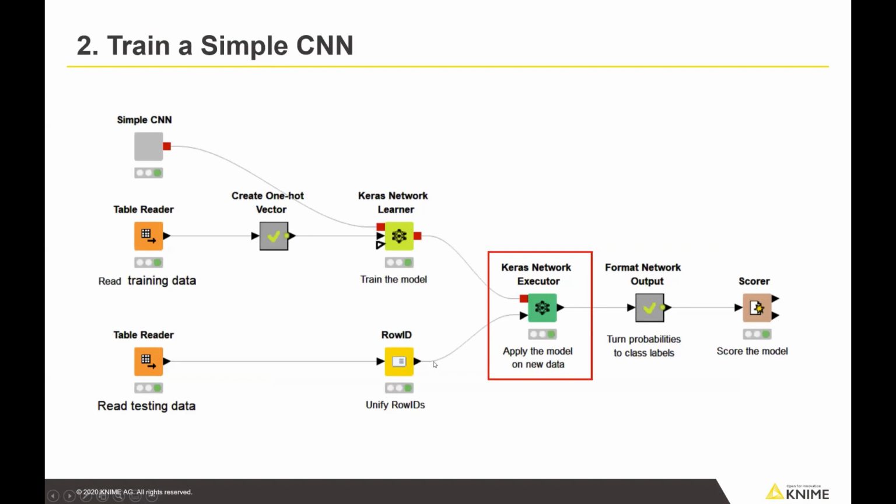After this is done, here in the bottom part of this workflow, we read in the training data and use a Keras network executor, which just produces for each input image in the testing data the output probability. Then we still need to map these probabilities back to classes, such that we can use a scorer node, which happens in this meta node.